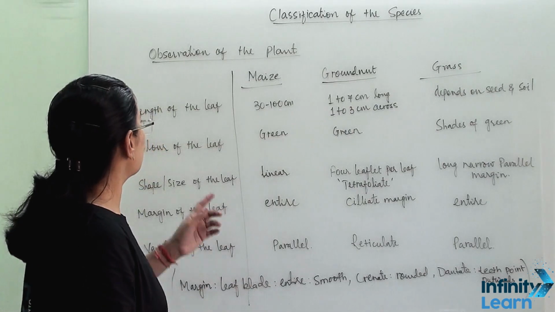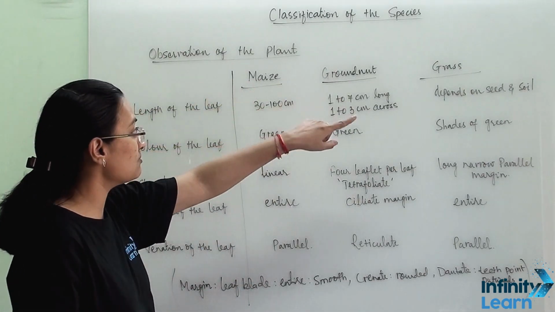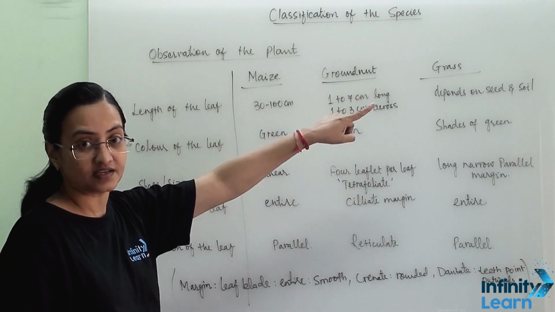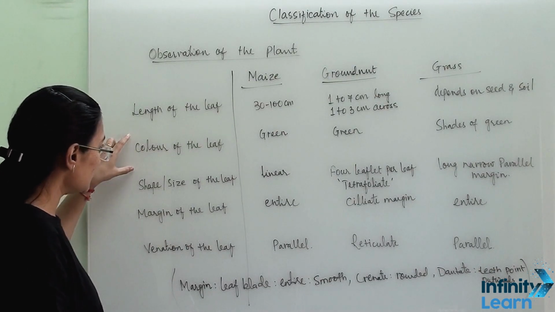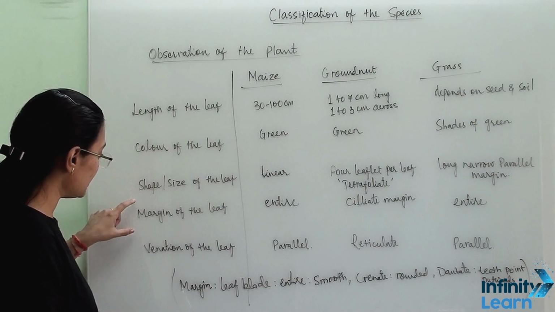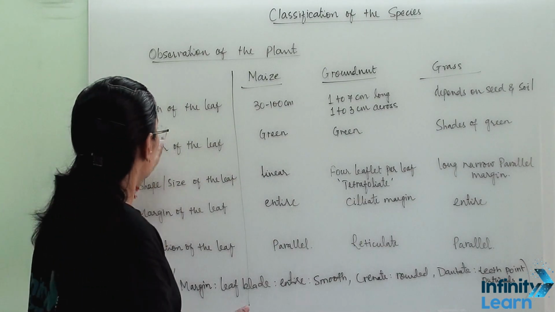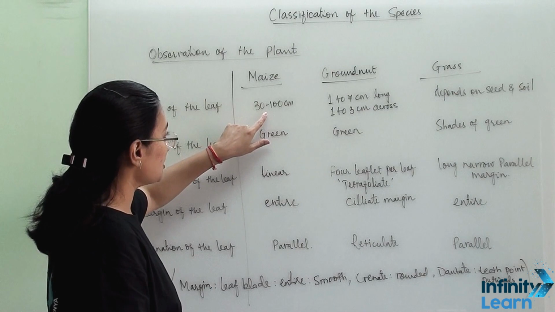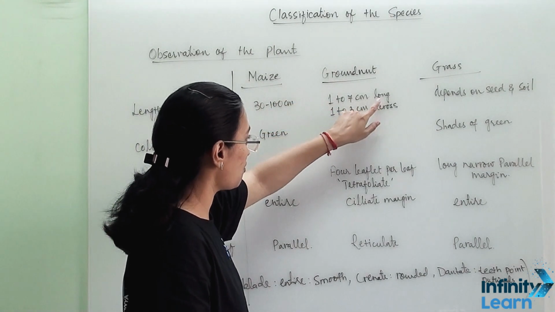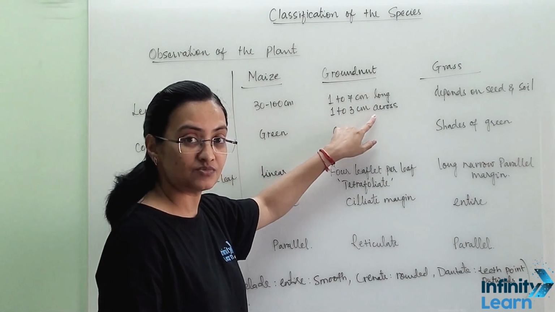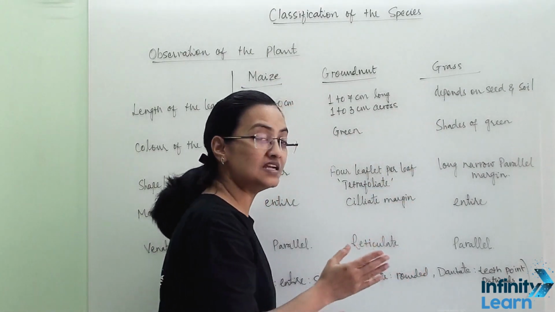So let us start with the first thing, and that is observation of the plant. Here I have taken three different plants: maize, groundnut and grass. And here we are going to discuss length of the leaf, color of the leaf, shape and size of the leaf, margin of the leaf and venation of the leaf. So, length of the leaf for maize is 30 to 100 cm, whereas for groundnut it is 1 to 7 cm long and 1 to 3 cm across. Now, for grass it depends on the seed and soil.